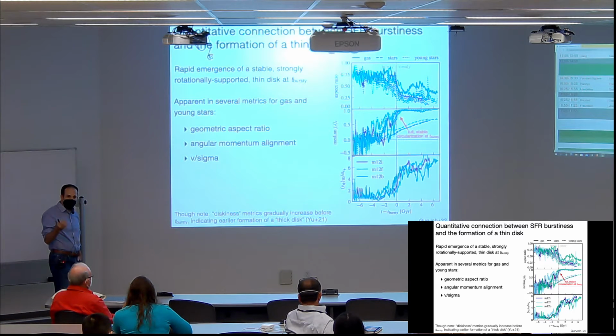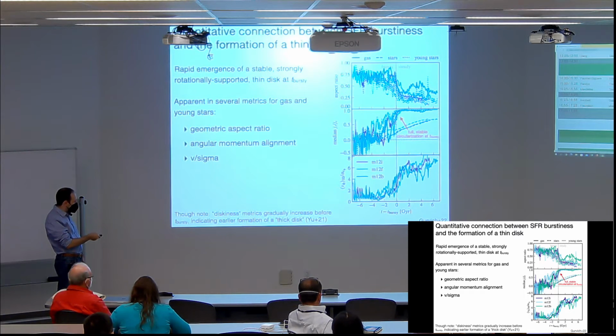And in the bottom panel, we have a more observational measure of the degree of rotational support. That's V over sigma for the HI gas. You can see that at early times we have values of order unity. So a little bit of rotation, but the dispersion is almost as significant. And it's around T bursty that there's a rapid increase in that rotational support.